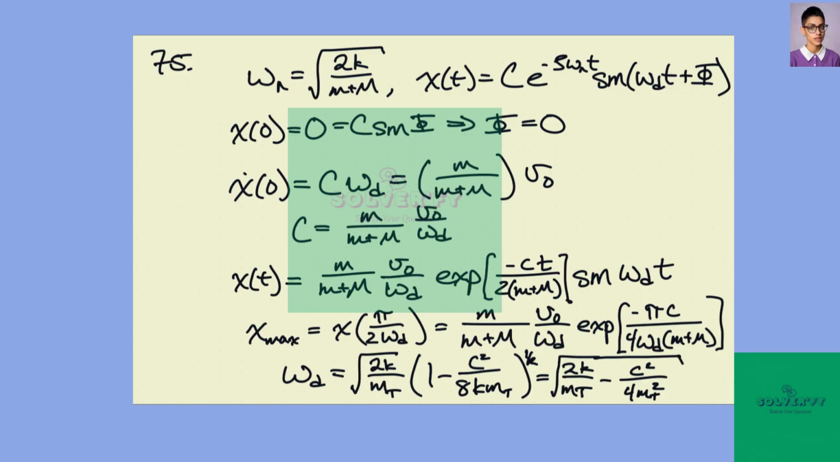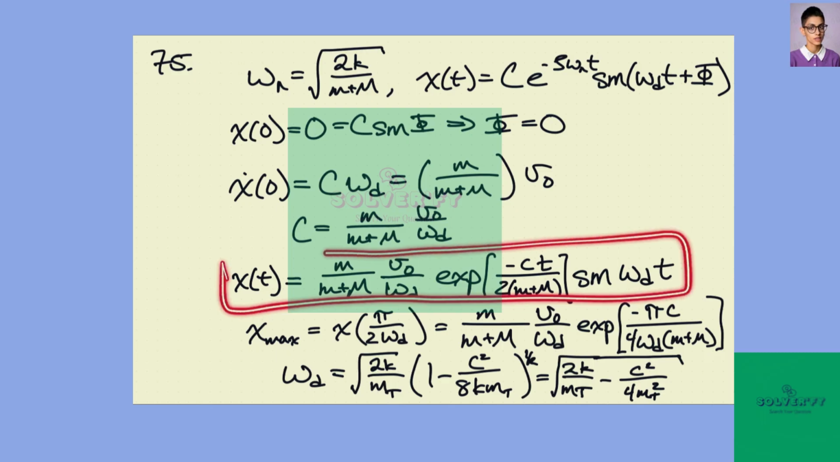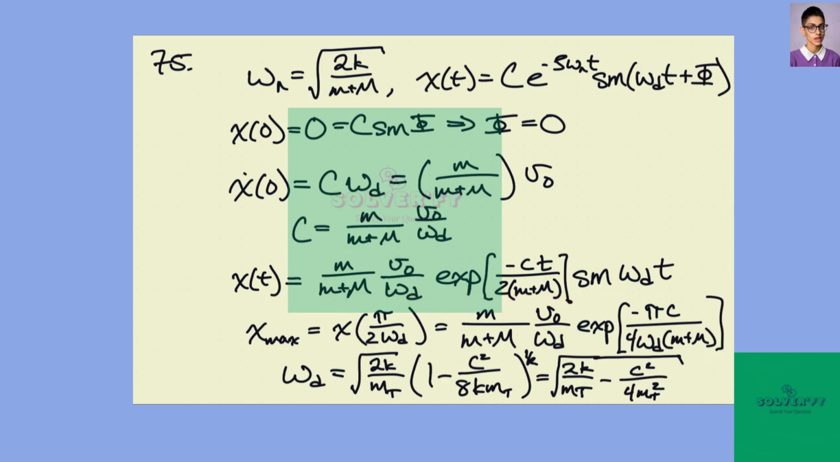Now, again, we have our initial conditions the same as before. So in this case, we get that phi equals 0, and c is this expression. So our equation describing the motion is this. Now, again, they ask for what the maximum compression of the spring is.